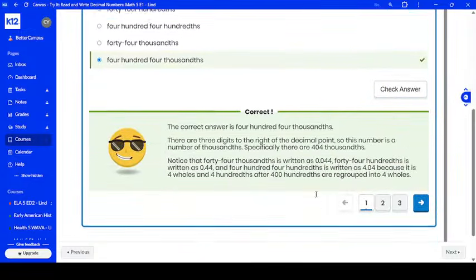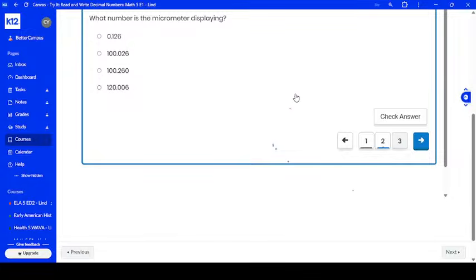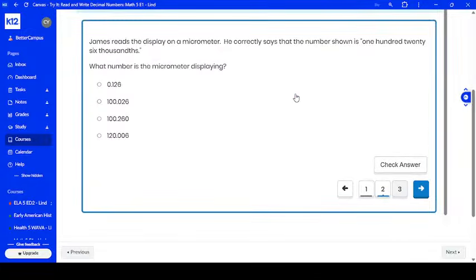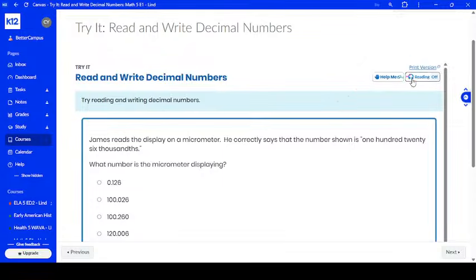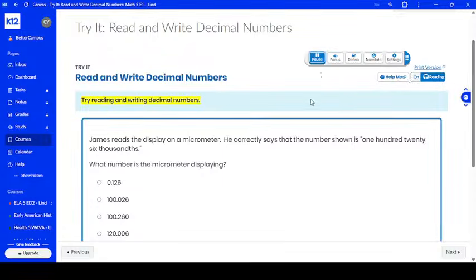404 thousandths. Correct. What number is the micrometer displaying? Try reading and writing decimal numbers. James reads the display on a micrometer. He correctly says that the number shown is 126 thousandths. What number is the micrometer displaying?